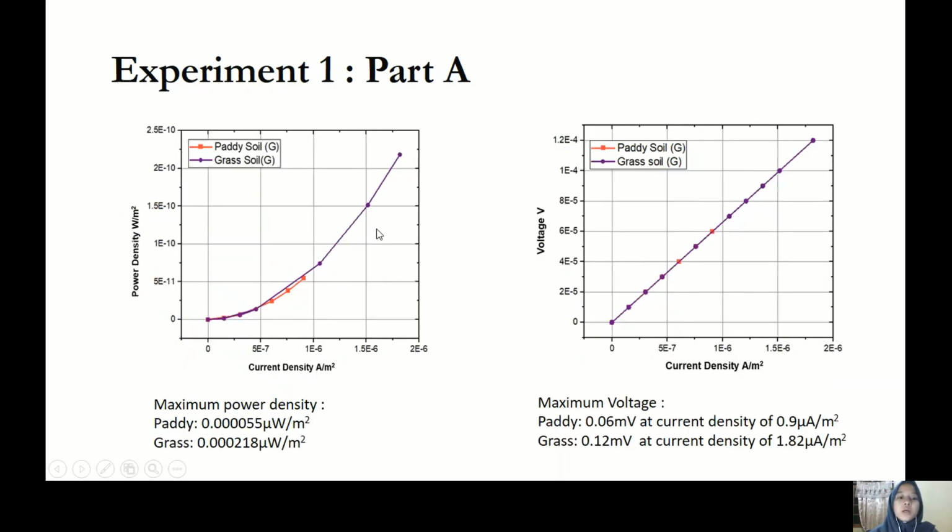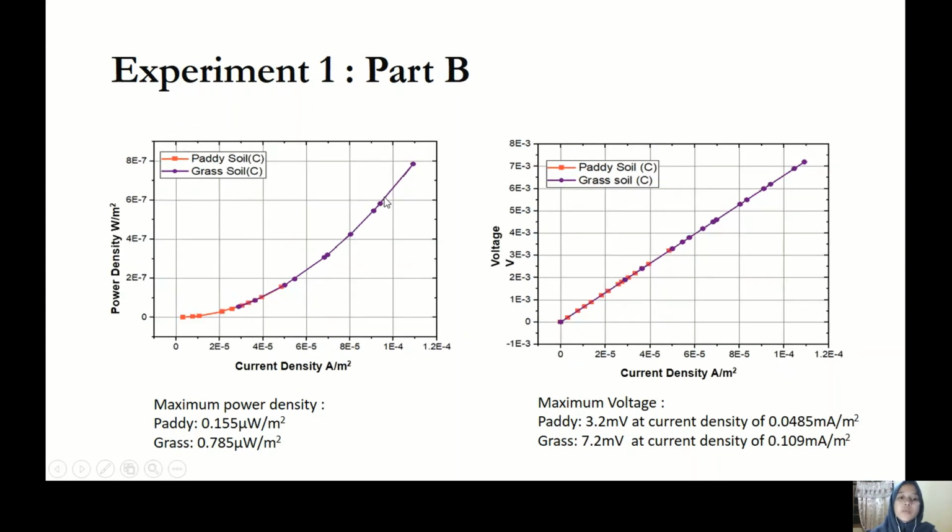Here is the graph for power density over current density. We could see here the maximum power density that could be achieved by paddy soil is 0.00055 microwatt per meter square, and the grass soil is 0.00218 microwatt per meter square. You can see here that the difference between the value of paddy and grass soil is huge. And the next experiment is part B.